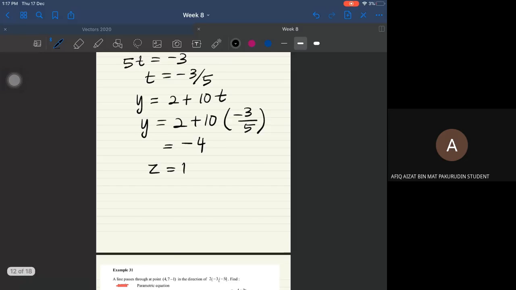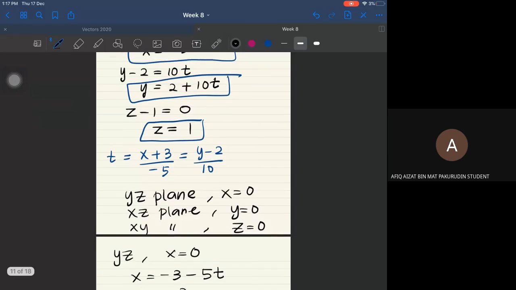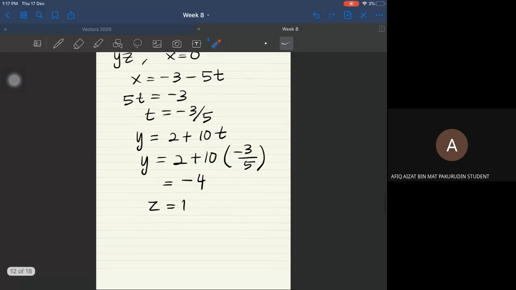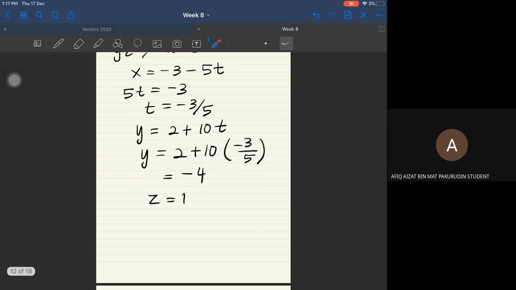You have to be careful lah bila kita nak cari point of intersect. Kan? Determine where the line intersect dekat YZ plane ni nak point tu kan. Ni tak boleh guna yang ni lah. Kalau tak nanti you akan buat Z sama dengan kosong. You have to refer back to your parametric equation. Okay. So, your point of intersection will be X sama dengan kosong, Y sama dengan negatif 4, Z sama dengan 1.